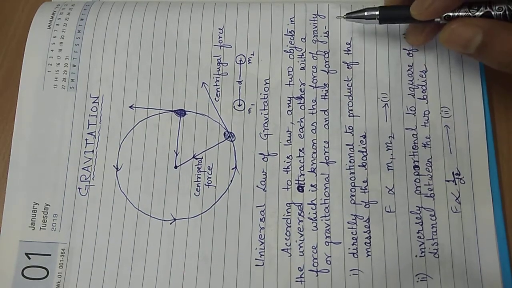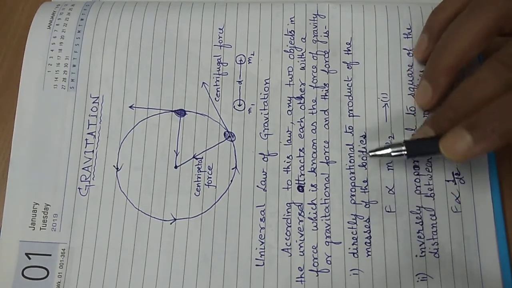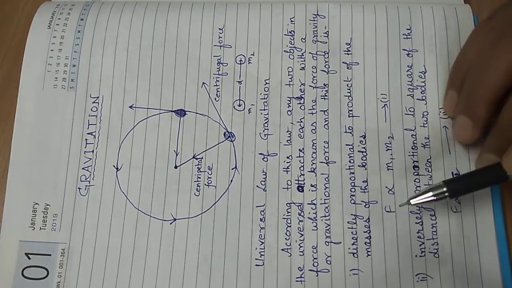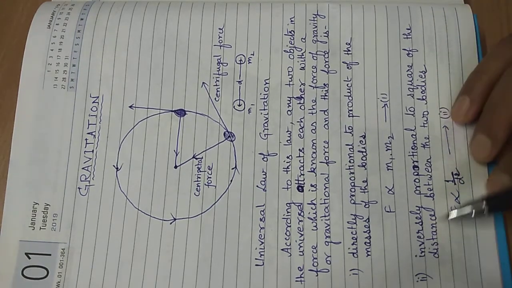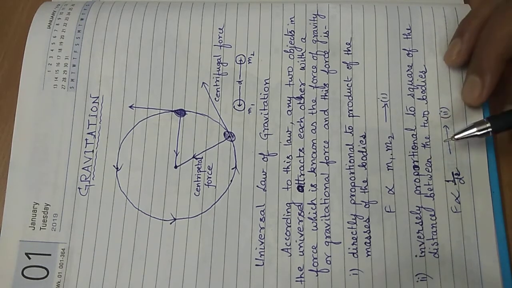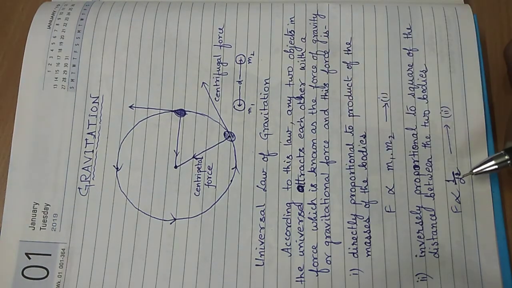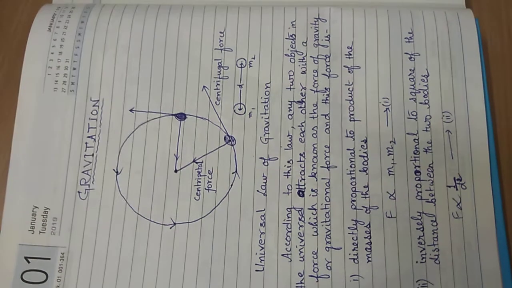Two points are related with this law. Number one, the force is directly proportional to the product of the masses of the bodies. That is, F is directly proportional to m1 into m2. Number two, it is inversely proportional to the square of the distance between the two bodies. So the distance between the two bodies being d, it is inversely proportional to the square of the distance. This one was obtained from one of Kepler's laws. It was taken by Newton and used to derive the equation for the universal law of gravitation.